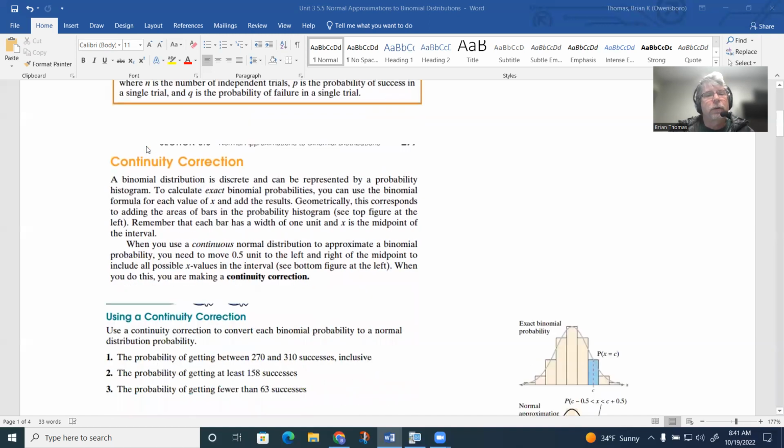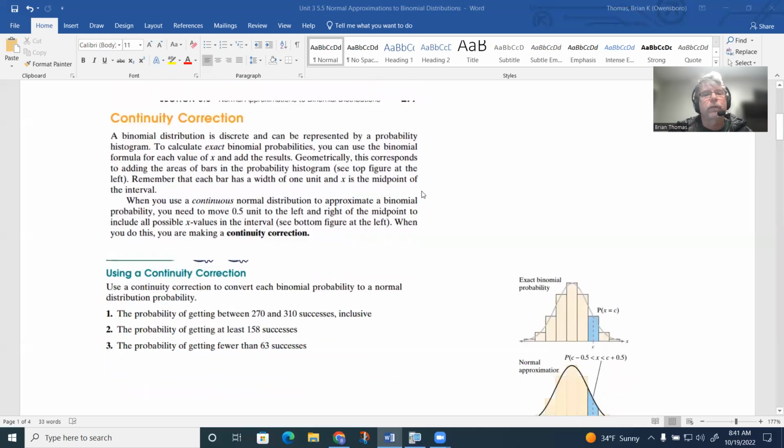One of the things that has to be done is what's called the continuity correction. A binomial distribution is discrete. Again, discrete means it's countable, and we use a histogram for that. To calculate exact binomial probabilities, you can use the binomial formula. Of course, we also have the calculator, so we bypass some of that formula.